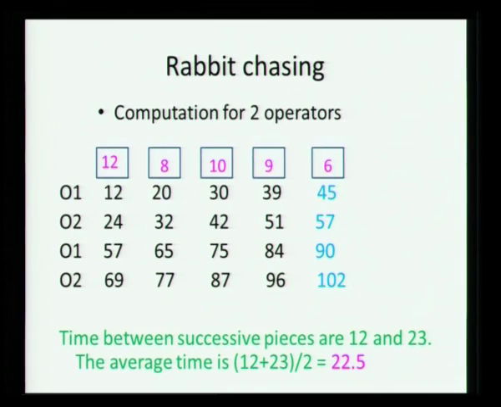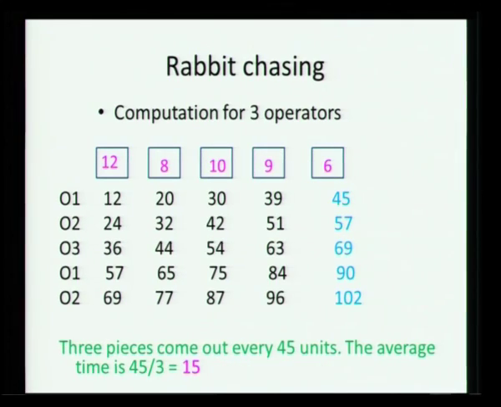147 and so on. So, time between successive pieces will be 12 and 23 respectively, as we see from this table, and therefore, the average output or the average time taken is 12 plus 23 by 2, which is 45 by 2, which is 22.5. So, a simpler way of saying is the total is 45, there are 2 operators. So, on an average a piece will come out at time 45 by 2 equal to 22.5 time units.